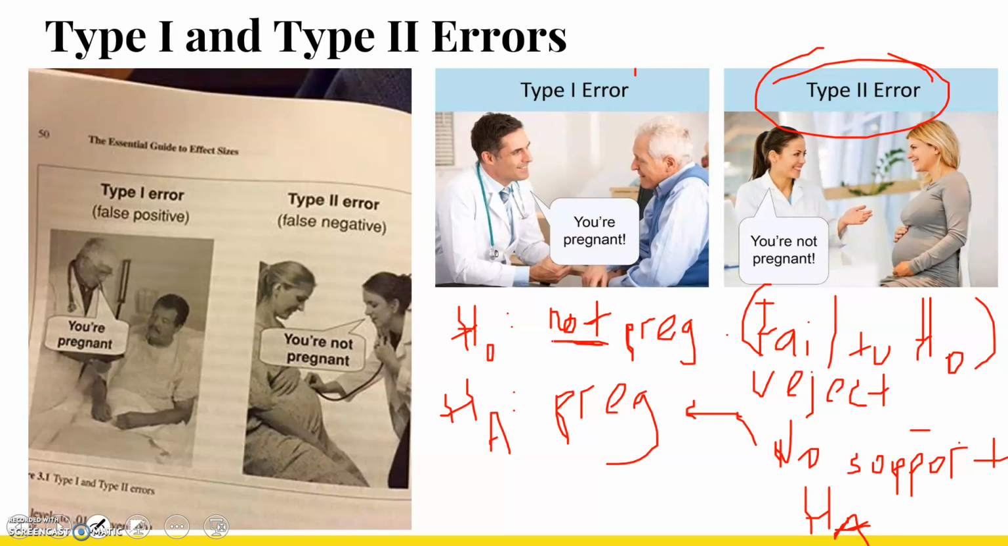Here there's a lot of double negatives you have to worry about, but pause it and just really think through it, and I think these are very helpful in helping you understand what a type 1 error is versus a type 2 error.